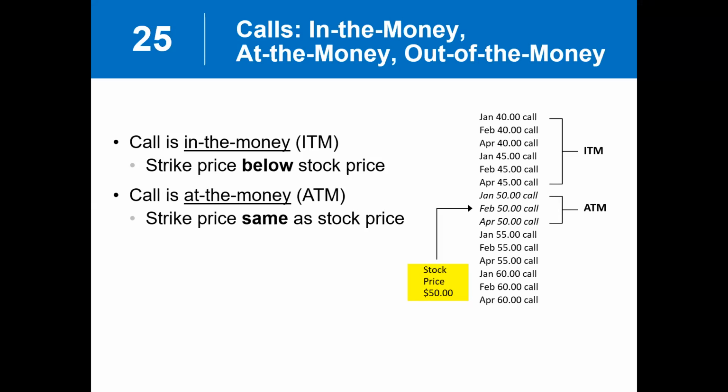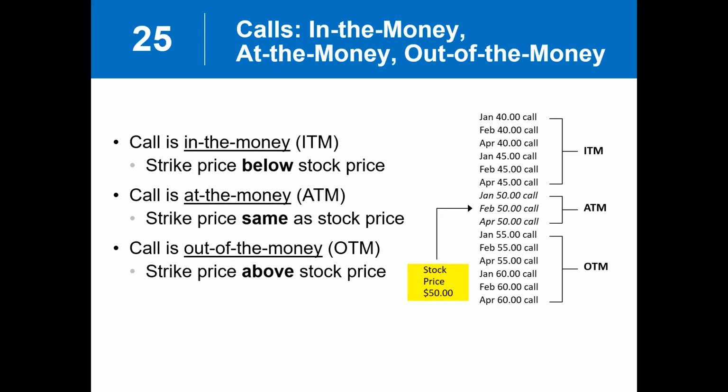At-the-money calls: the stock price is 50. The right to buy stock at 50 is at the money, same as the strike price. Clearly, no intrinsic or in-the-money amount. And then the out-of-the-money calls, the right to buy stock at 55 or 60 with the stock at 50, they're the out-of-the-money calls.